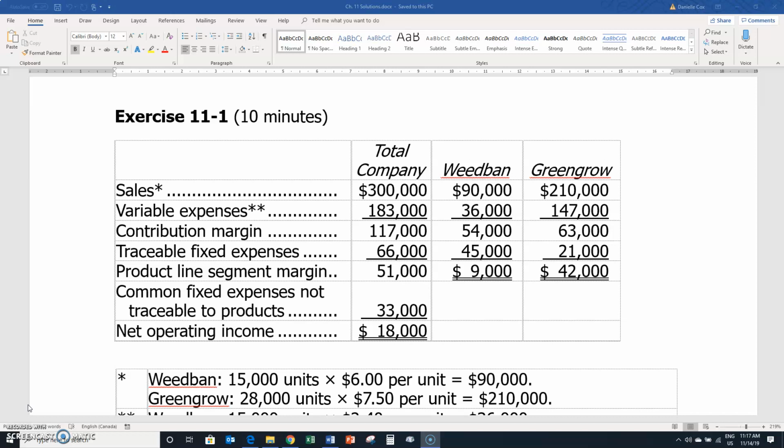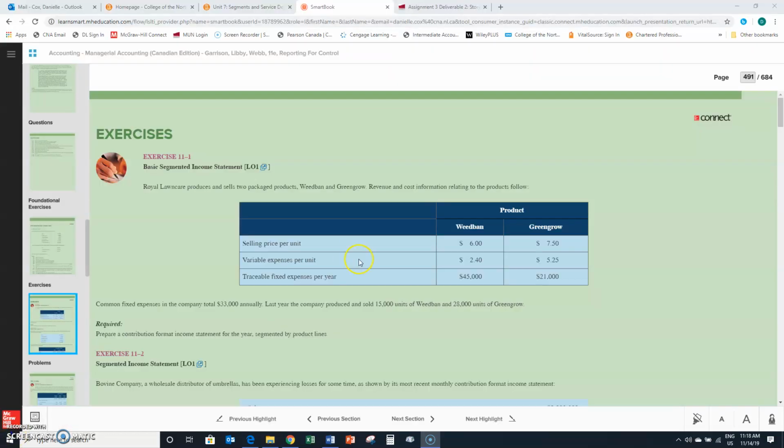We're told that common fixed expenses for the company total $33,000, and last year the company produced and sold 15,000 units of Weed Ban and 28,000 units of Green Grow. So we need to do a contribution format income statement. Okay, so here's the information that we're given. And we need to do a contribution format income statement.